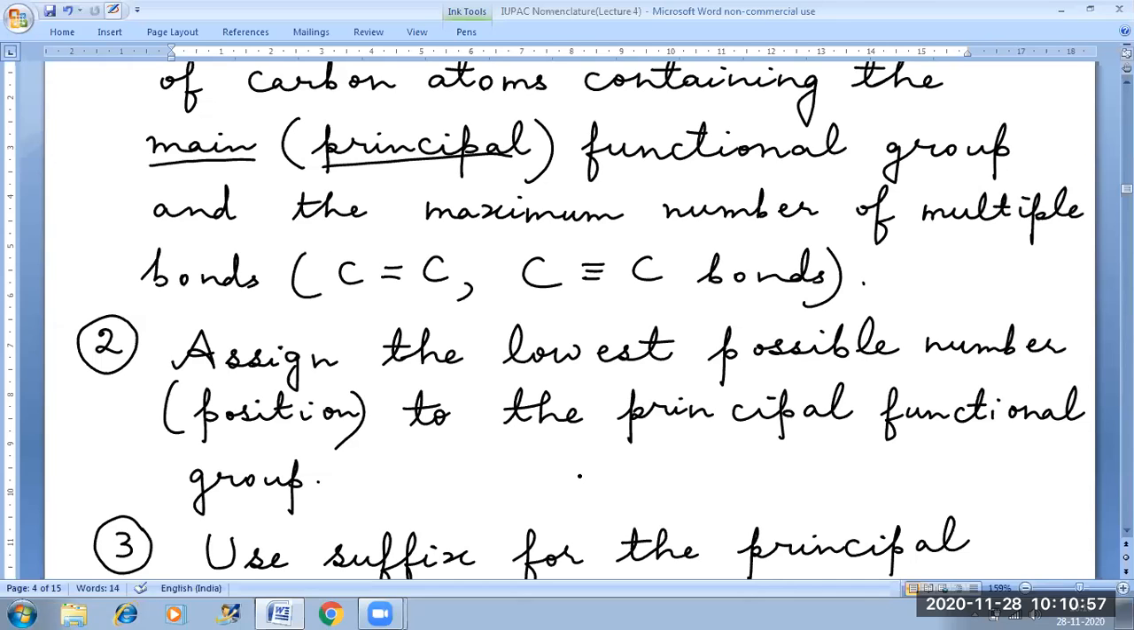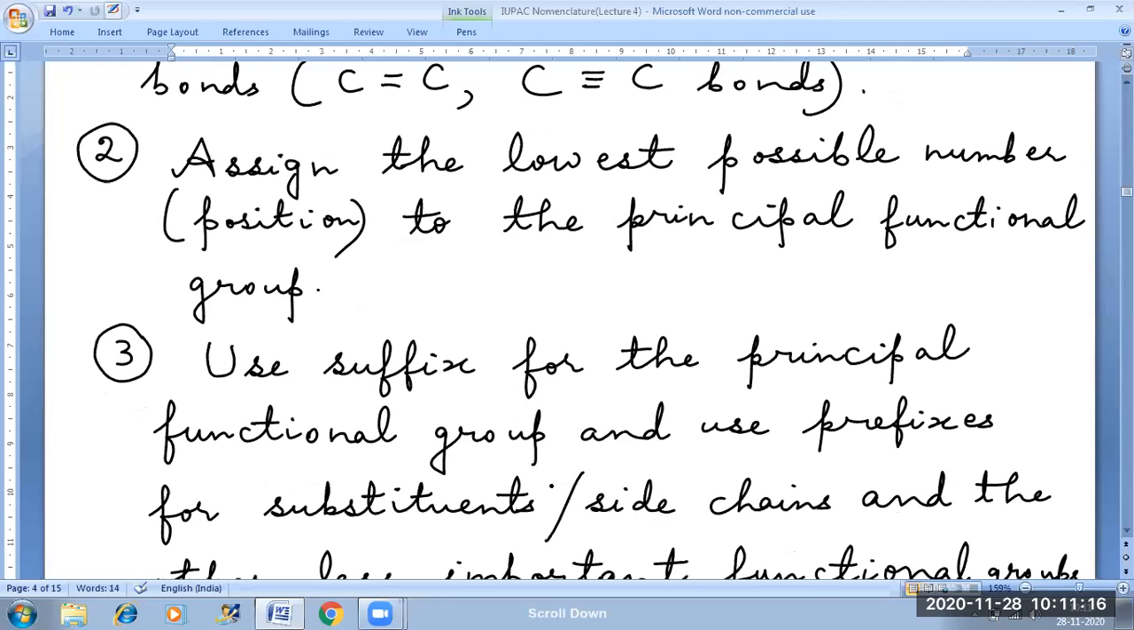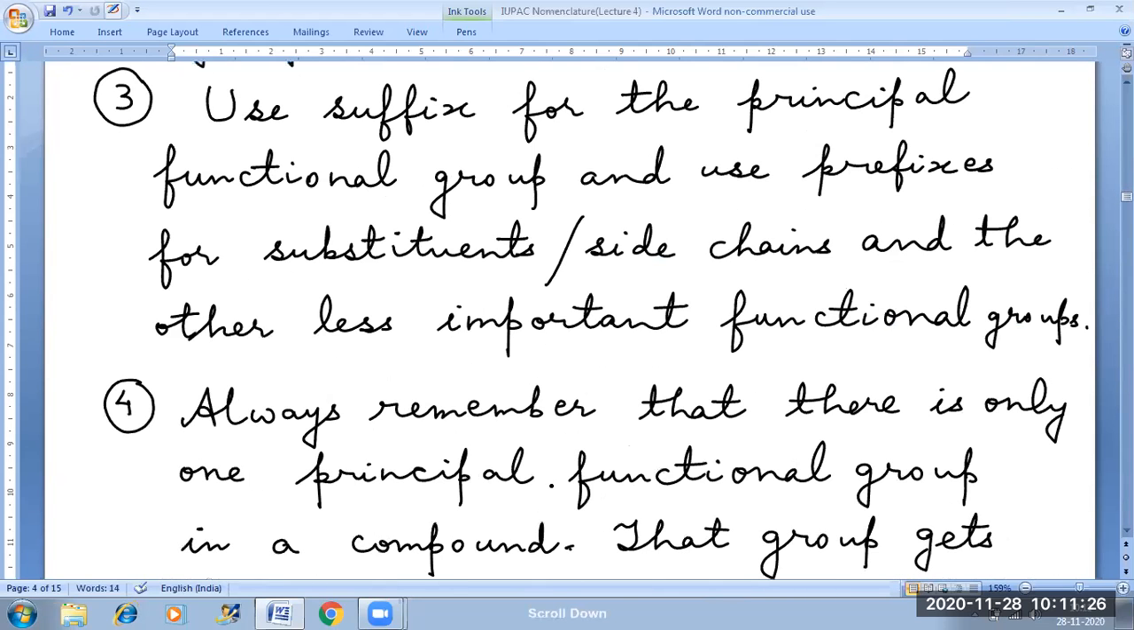So now the discussion is focused on the principal functional group. The entire thing revolves around that. So your first task is to identify the principal functional group within your molecule. The principal functional group must get the lowest possible number. Use suffix for the principal functional group. That means in the name of the compound, we have to use suffix for the principal functional group, and we have to use prefixes for the other groups.